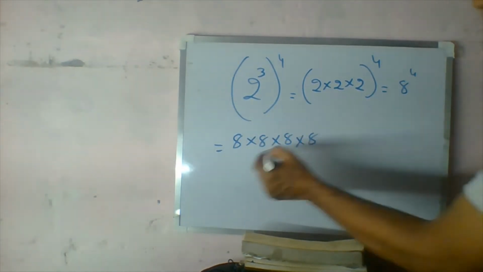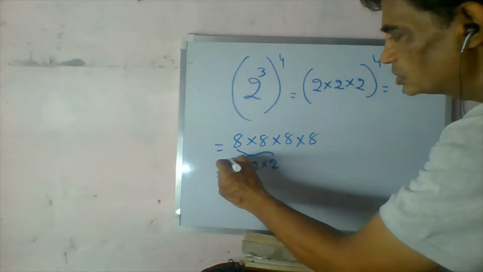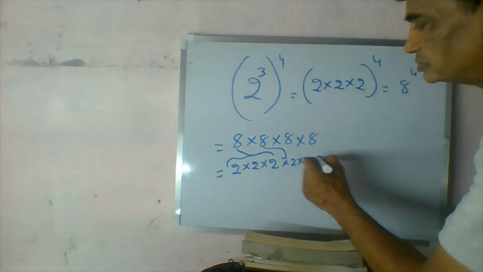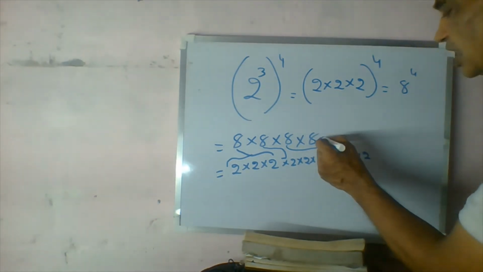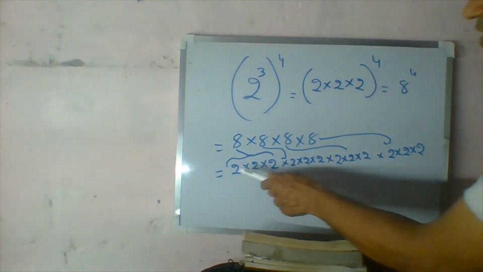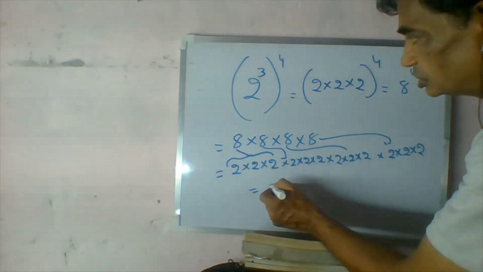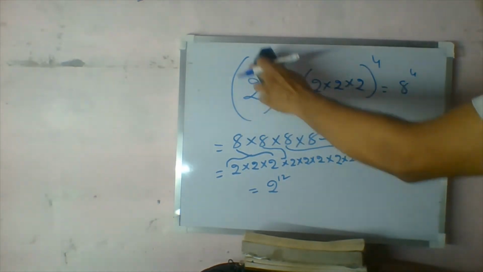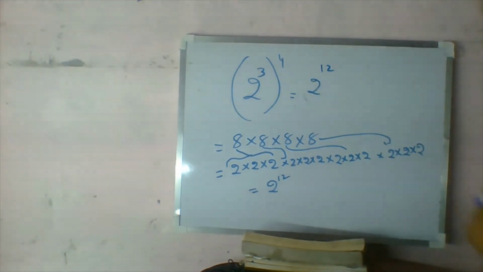Now I again convert it to 2. So it will be 2 into 2 into 2. Again this will be 2 into 2 into 2, again 2 into 2 into 2, and this will be 2 into 2 into 2. So just count 1, 2, 3, 4, 5, 6, 7, 8, 9, 10, 11, 12. So it comes to 2 raised to power 12. So 2 raised to power 3, whole bracket raised to power 4, comes to 2 raised to power 12.